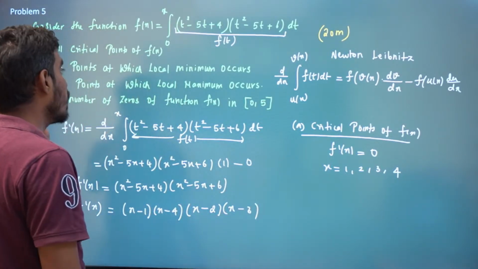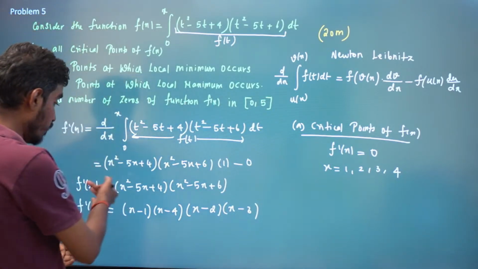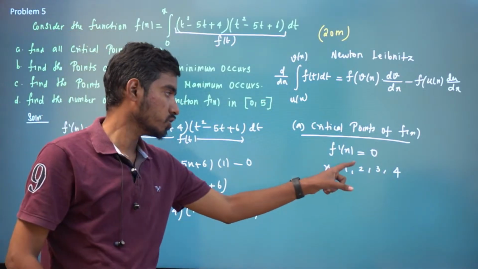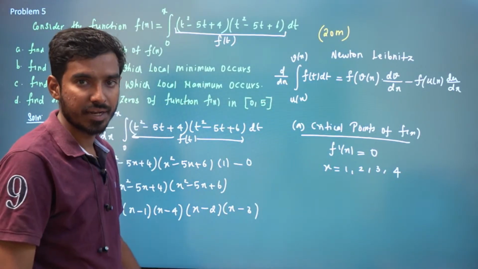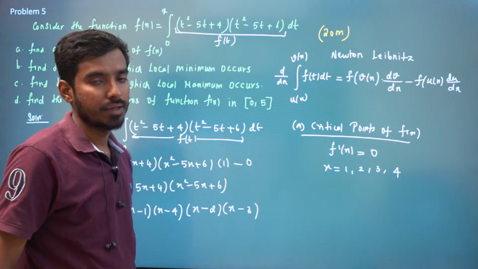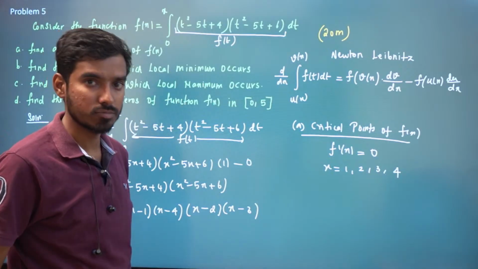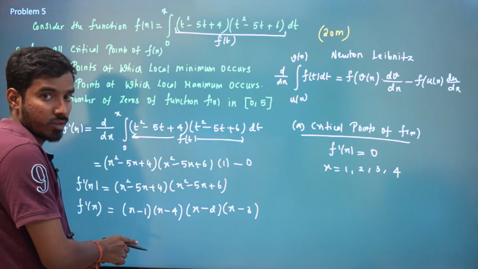Now we have to find all points of local maxima or local minima. So you have to differentiate again, the second derivative. You have to find f double dash. You substitute all the points in f double dash. If f double dash is greater than 0, it is minimum at that point. If f double dash at that point is less than 0, then it attains maximum at that point, right?